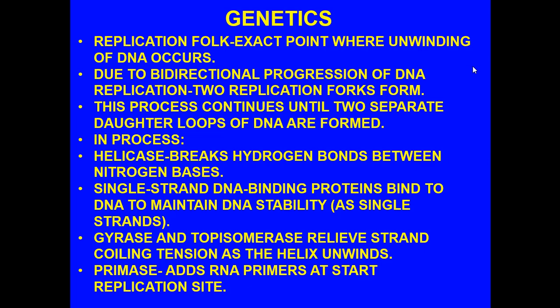Two other important enzymes, gyrase and topoisomerase, relieve the strand coiling tension as the helix unwinds. Then we have that other enzyme, primase, which adds RNA primers at the start of the replication site. Heads up. Gyrase, topoisomerase, helicase, these are all targets for antibiotics, which will block the DNA replication and hence lead to the death of the cell.